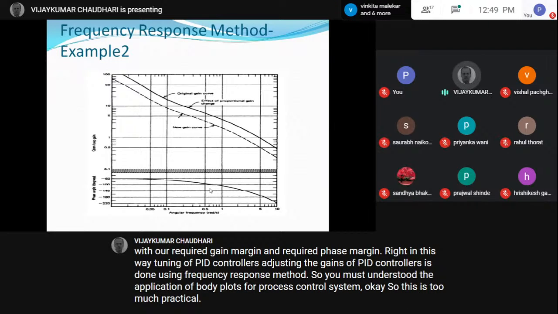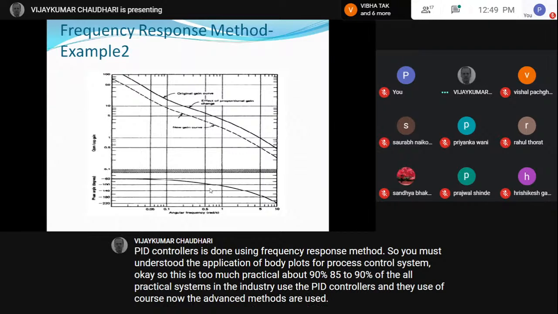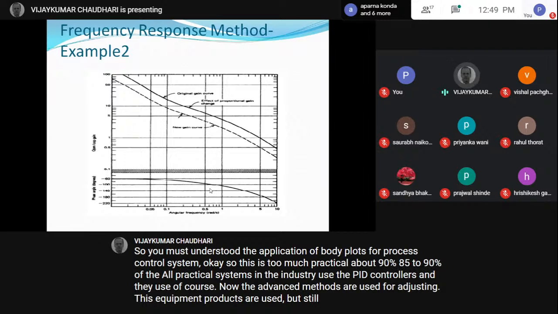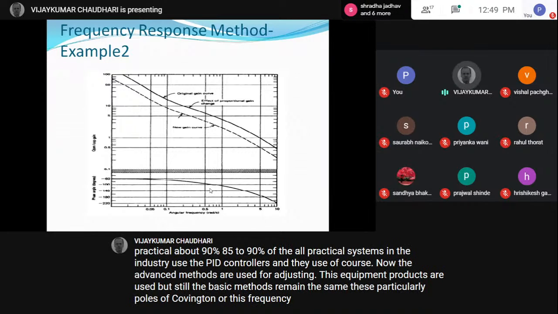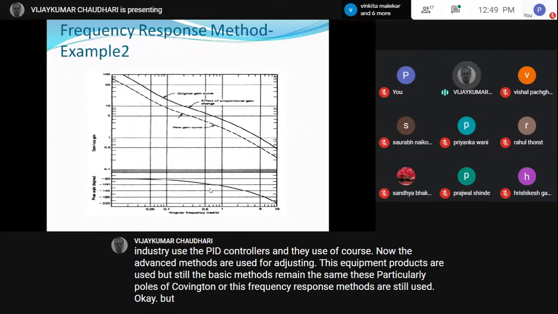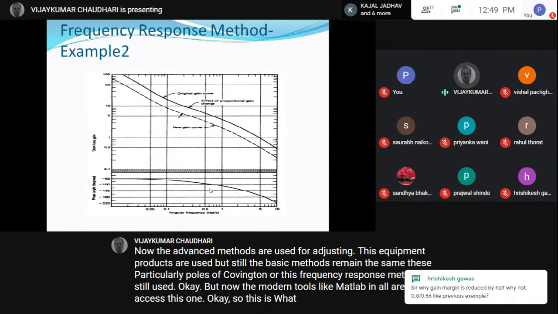Understood? About 85 to 90% of all practical systems in the industry use PID controllers, and of course now advanced methods are used for adjusting them. Digital controllers are used, but still the basic methods remain the same. These Ziegler-Nichols or Cohen-Coon or frequency response methods are still used, but now modern tools like MATLAB are used to adjust them. So this is about the tuning of PID controllers.